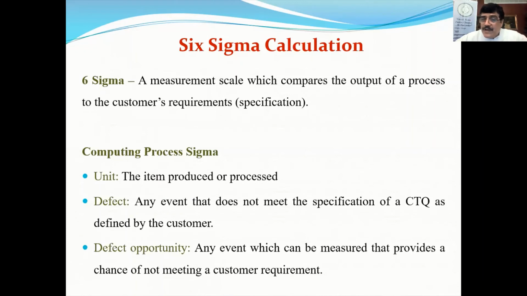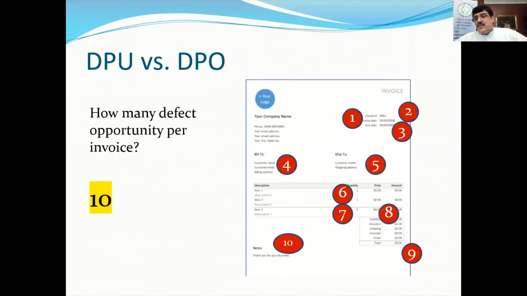Also, another important definition is the defect opportunity. A defect opportunity is any event which can be measured that provides a chance of not meeting customer requirements. Let me explain it with this graph here. Let's say your product is an invoice. You're producing an invoice, and there is an opportunity for an error. Maybe you will not put the invoice number right. That's an opportunity for making a mistake.